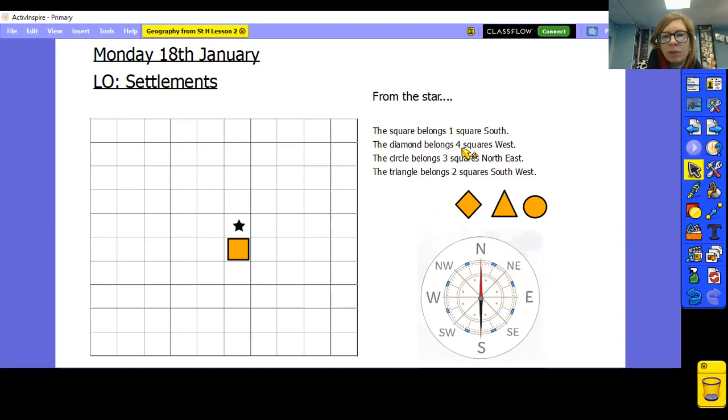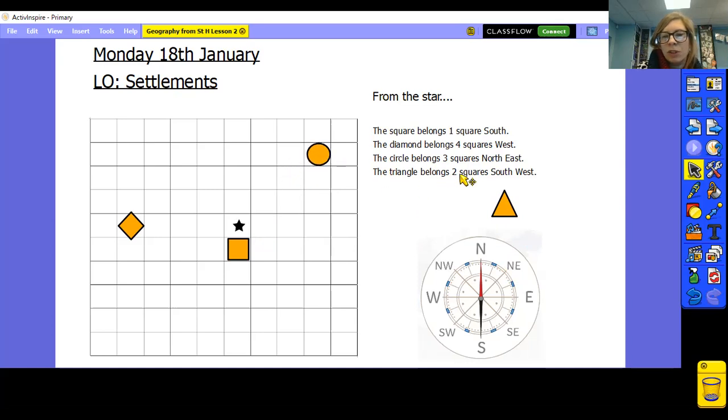Okay, the diamond belongs 4 squares west. So west is here, so we're going to go that way. So there's the diamond, so 4 squares west. So 1, 2, 3, 4 for that one. The circle belongs 3 squares northeast. Well, there's north, and we can see NE for northeast there. So the circle belongs 3 squares northeast. So if we go from the star, 1, 2, 3, so it would be there.